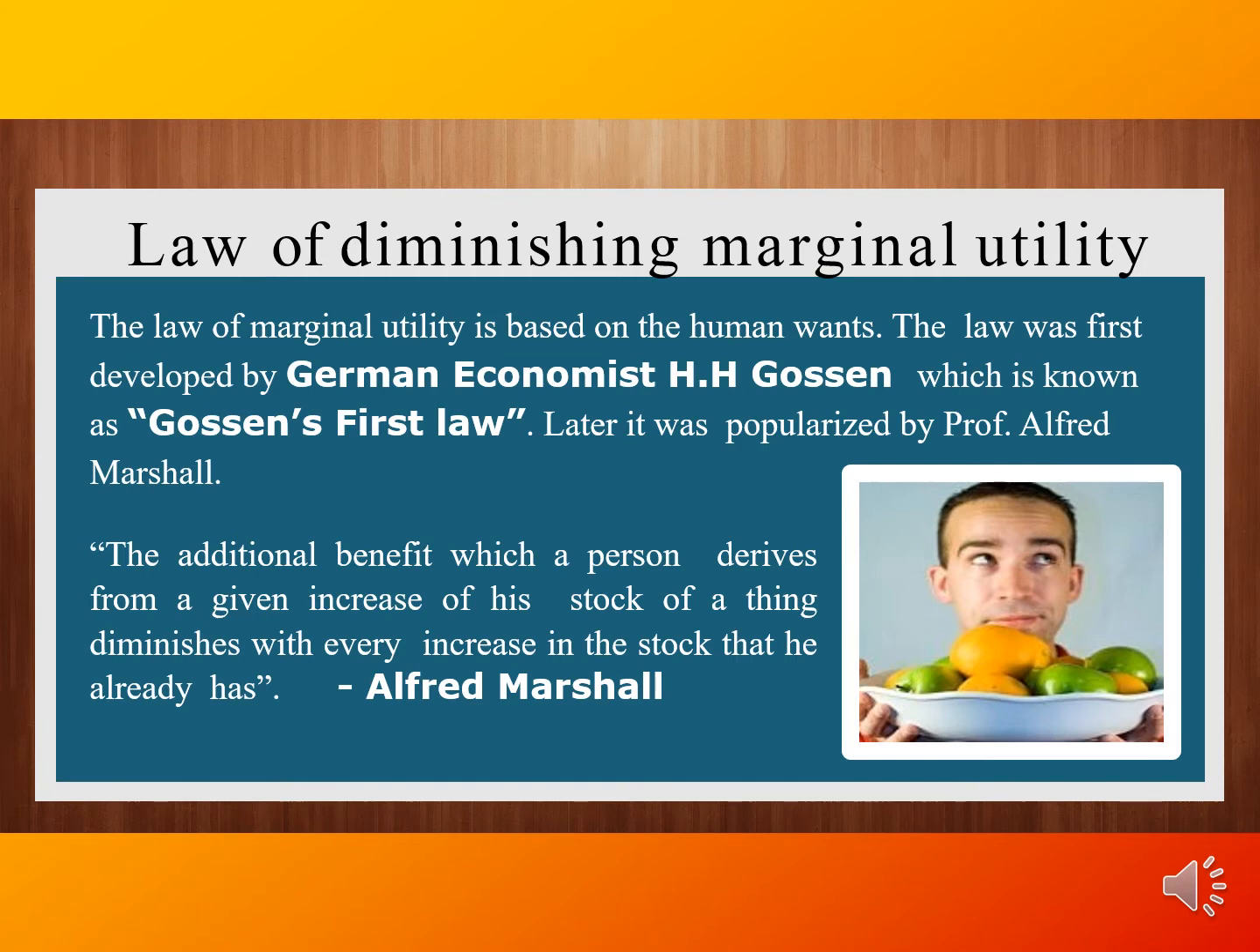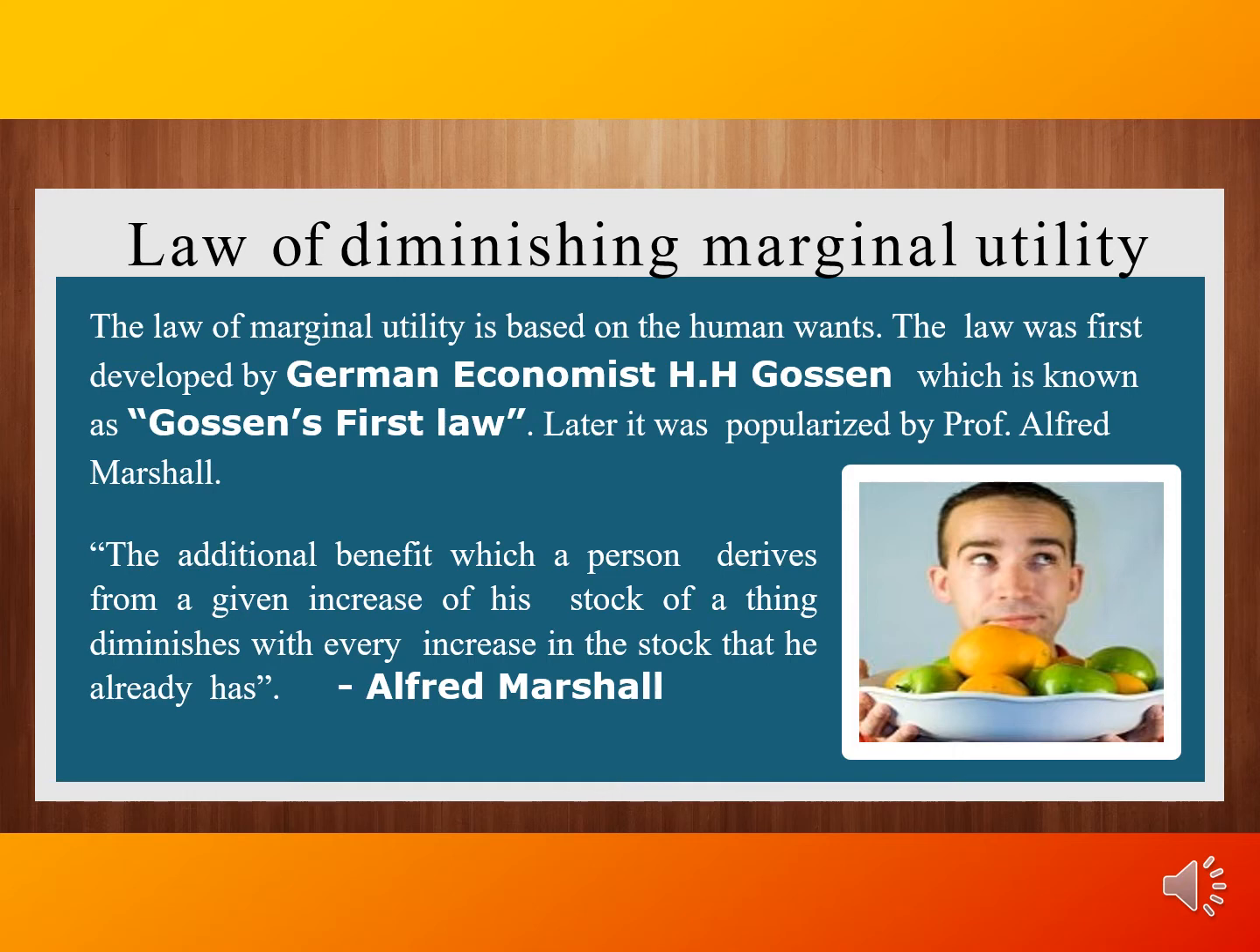Now let us see what the law of diminishing marginal utility is. From the name itself, we can see that marginal utility diminishes. So this law is based on human needs or wants. This law was first developed by a German economist, H.H. Gossen, and it is also known as Gossen's first law. Later on, it was popularized by Professor Alfred Marshall.